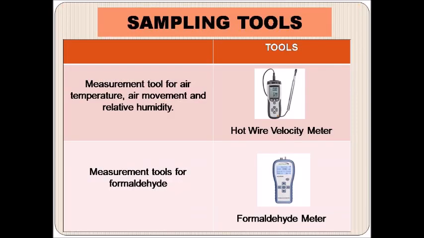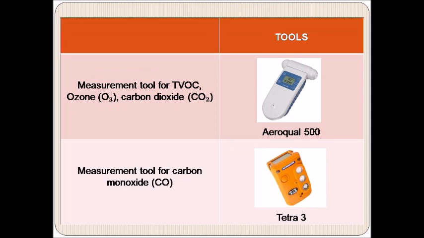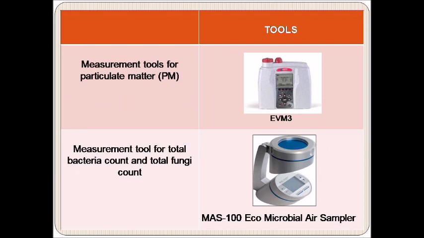Next are the sampling tools for the measurement of all the parameters. First is the hot wire velocity meter for the measurement of air temperature, air movement, and relative humidity. Second, a formaldehyde meter to measure formaldehyde. Next is the Aeroqual 500 for the measurement of TVOC, ozone, and carbon dioxide. Theta 3 for carbon monoxide. EVM3 is used to measure particulate matter. And last, the MAS 100 Eco Microbial Air Sampler is used to measure total bacteria count and total fungal count.